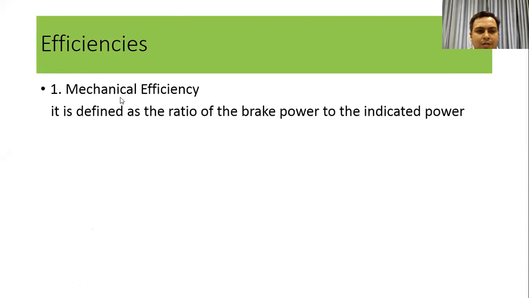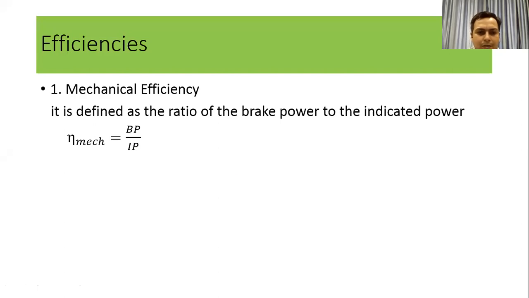So the first efficiency here is mechanical efficiency. It is defined as the ratio of brake power to indicated power. It is very simple. Eta mech equals brake power divided by indicated power. We have also learned the brake power formula and indicated power formula. The brake power formula is 2 pi N T by 60,000. Indicated power is calculated with the help of the formula P mean L A N divided by 60,000 multiplied by the number of cylinders, with two different values of N for four-stroke and two-stroke.